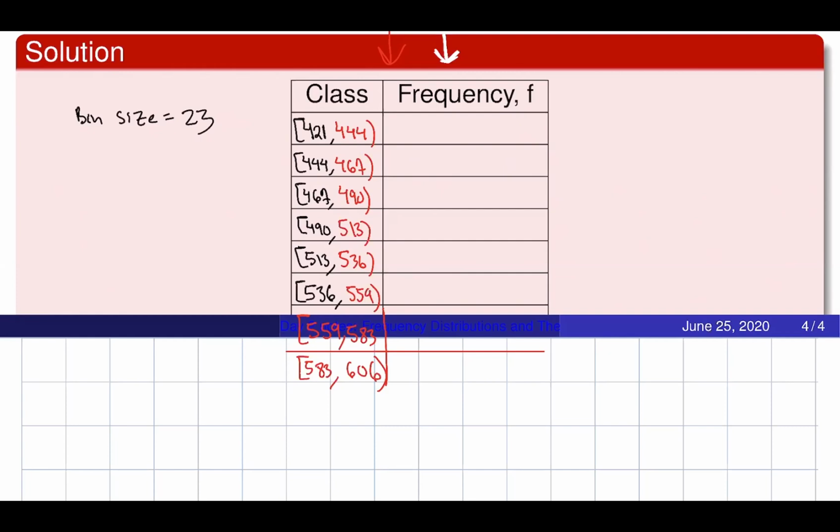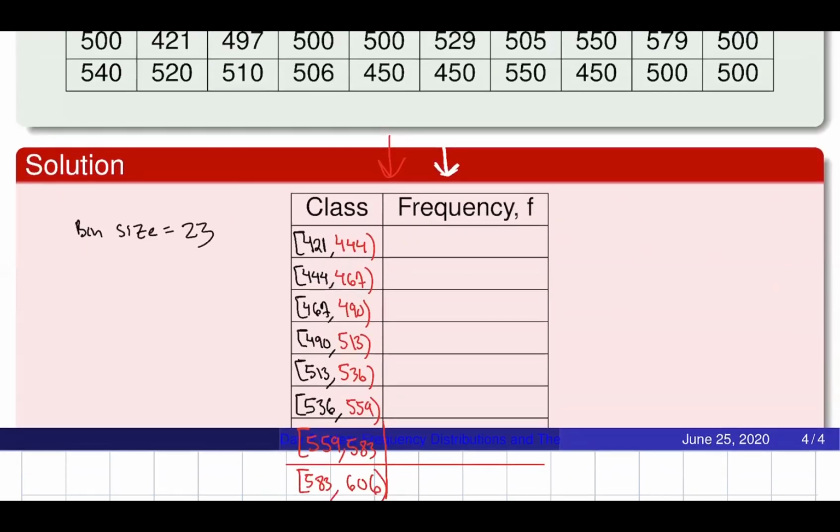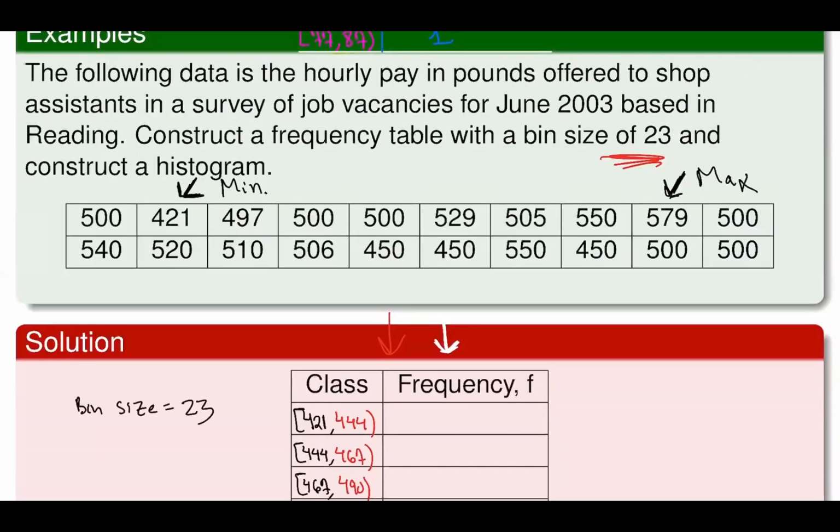Yes. Okay, so let's do the frequency. So let's do 421 to 444. So here we go, 421.